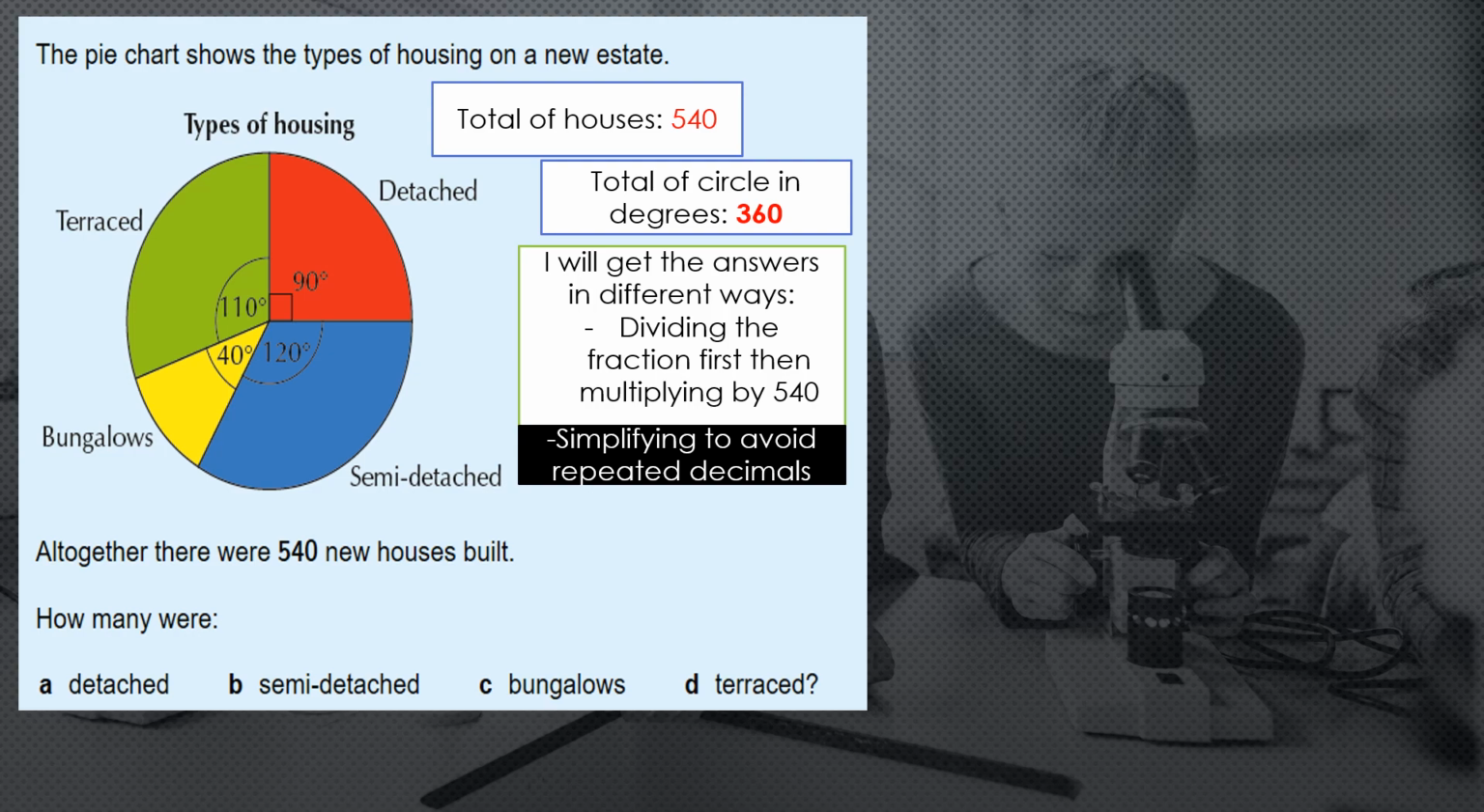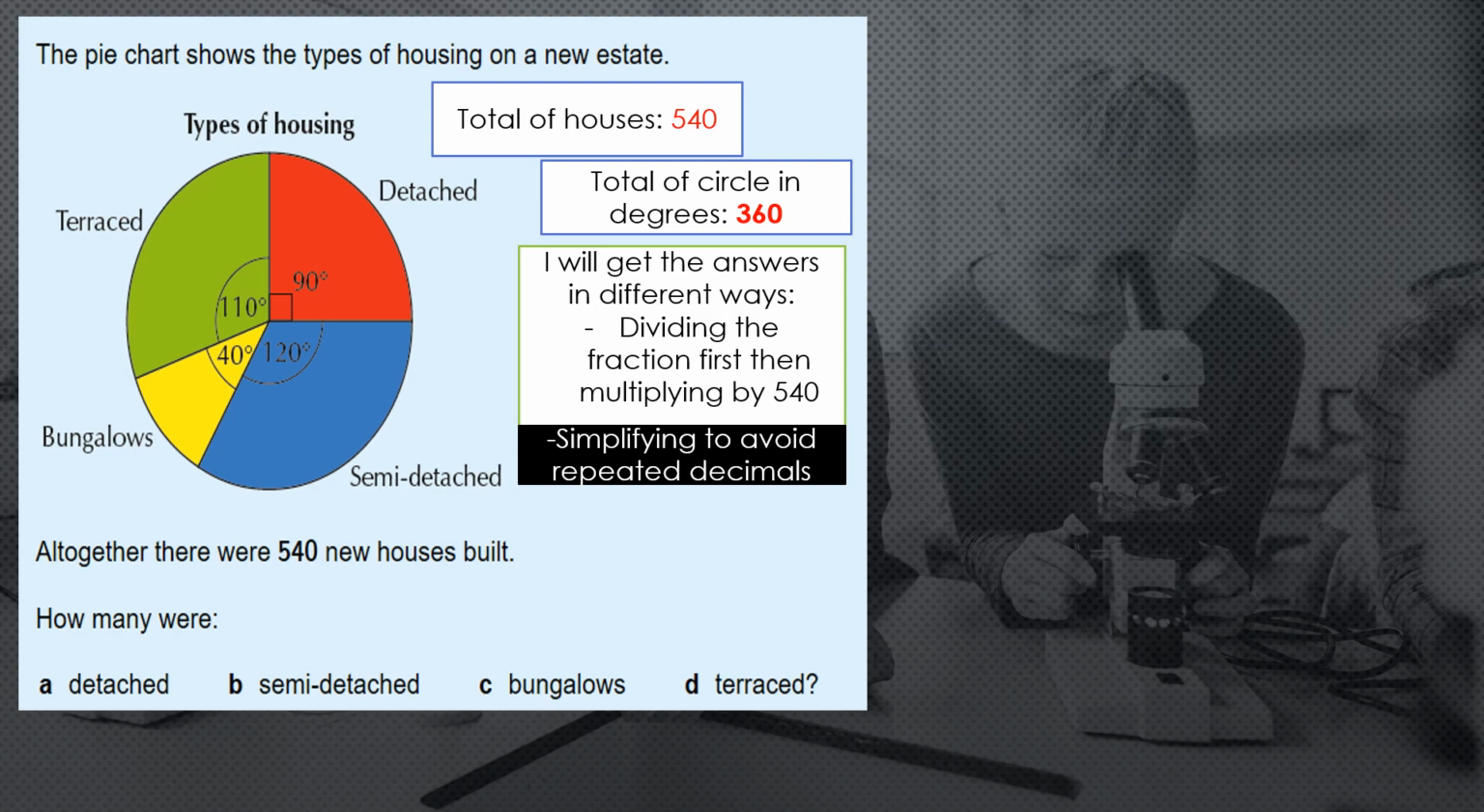Now we have this pie chart. The pie chart shows the types of housing on a new estate. We have different sectors, and each one represents something: detached houses, semi-detached houses, bungalows, and terraced. And you have to find how many houses are in each sector.